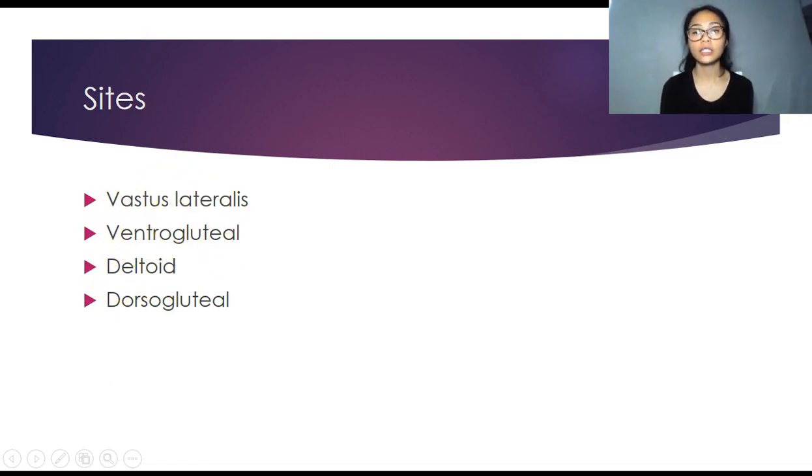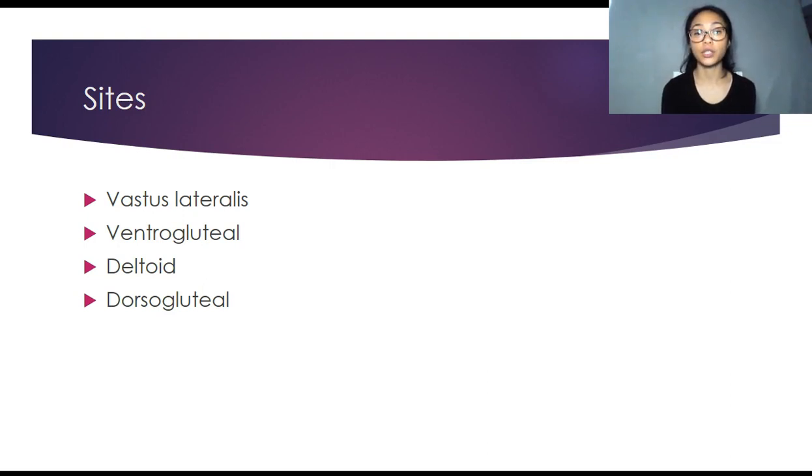When selecting your site, consider whether the area is free from infection or any other types of bruisings or abrasions, injuries, or tenderness from injuries. We want to think about the location of underlying bones, which is why we spoke about anatomical landmarks. We also want to think about the nerves and major blood vessels that might be in the area and the volume of medication to be administered.